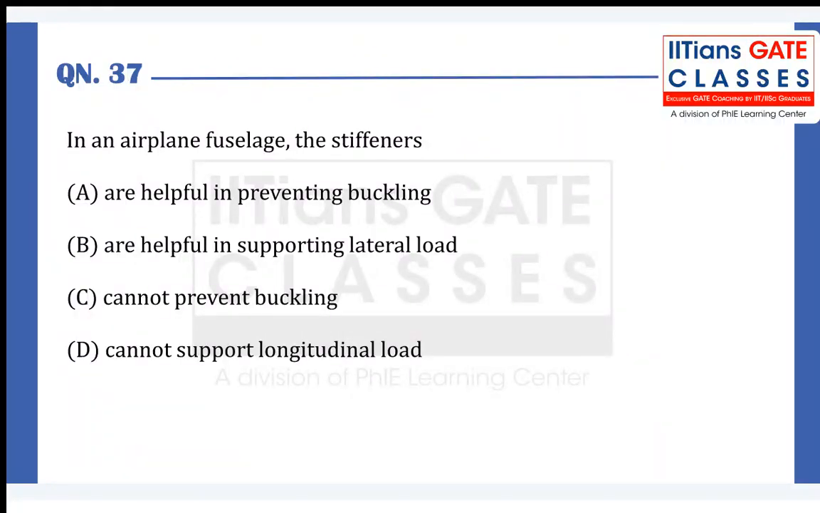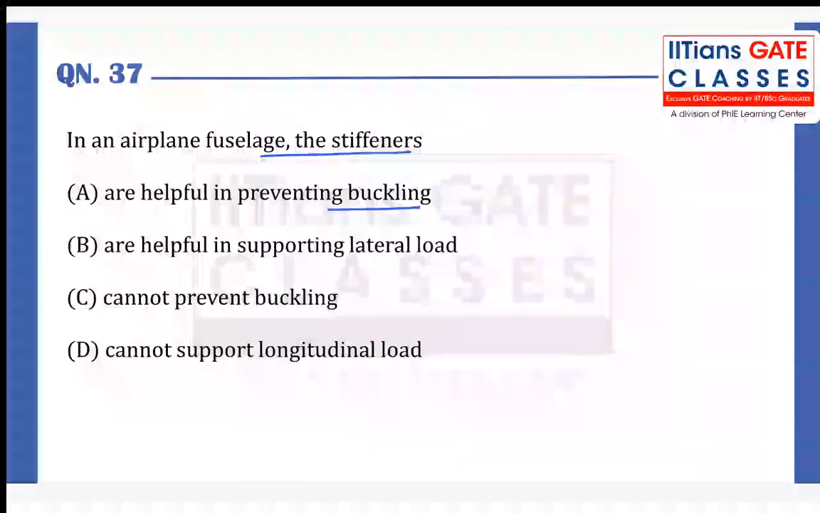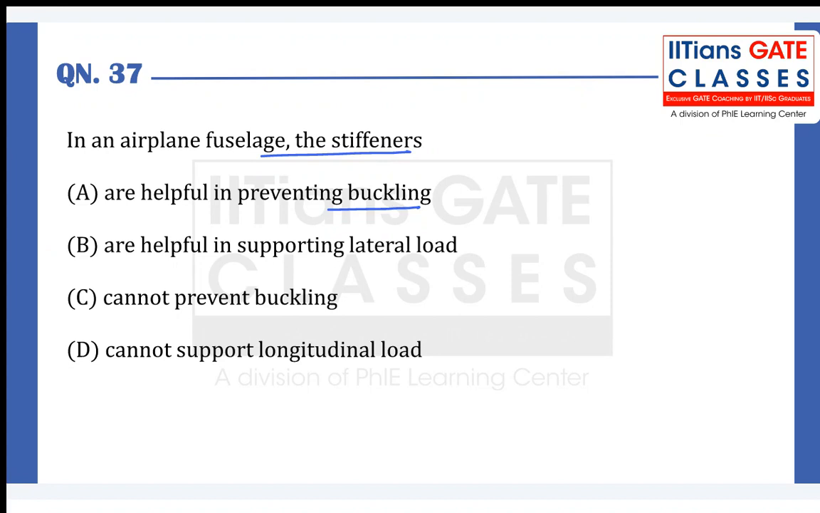In an airplane fuselage, what do the stiffeners do? Are they helpful in preventing buckling, helpful in supporting lateral loads, unable to prevent buckling, or unable to support longitudinal loads? So what is the role of stiffeners in the fuselage? They are helpful in preventing buckling. Clear?